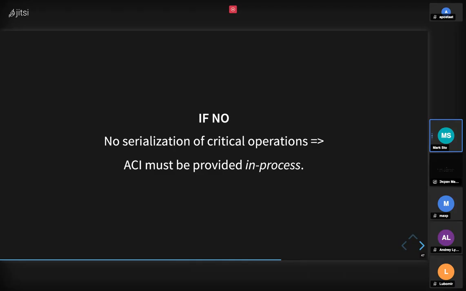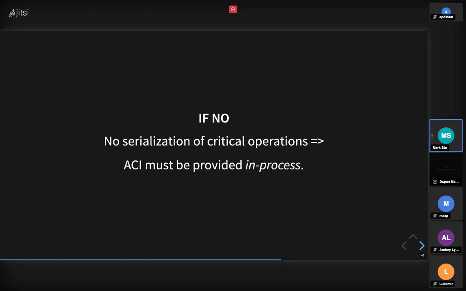You cannot reasonably ensure serial execution for critical operations so that AC is obtained by construction. This means that AC for critical operations will have to be provided in process in the presence of concurrent writes of a shared mutable state.